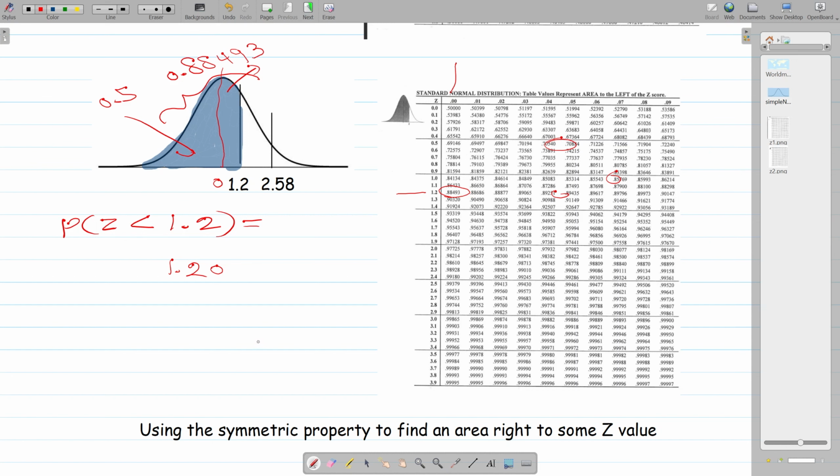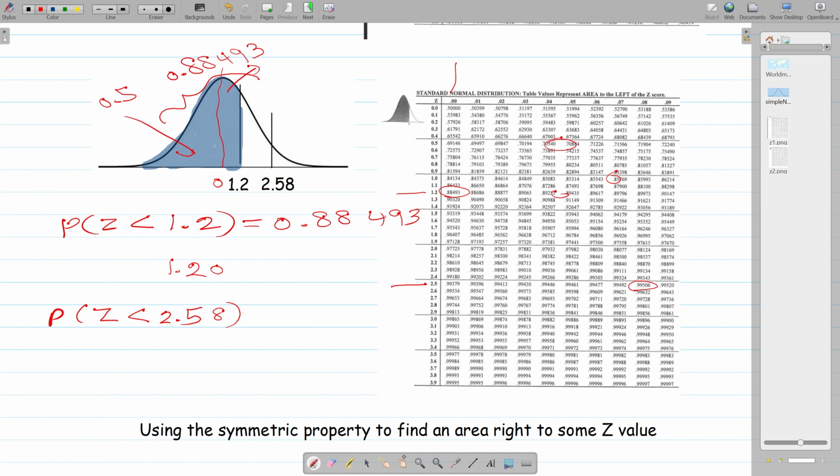Okay, this one is 0.88493. Now, next we want to find the probability that z is less than 2.58. Now, 2.5 here, and we should get the remaining 8. Okay, this is the column.